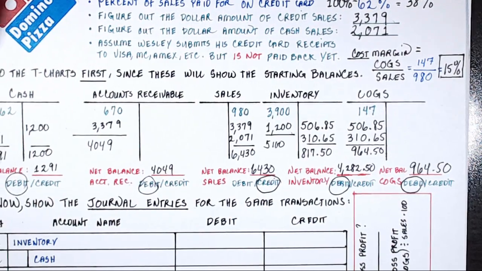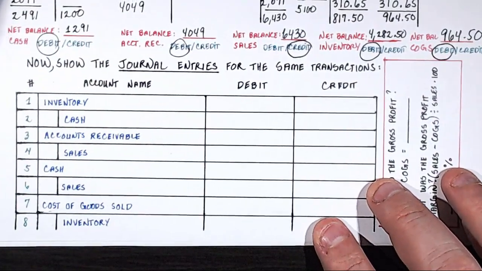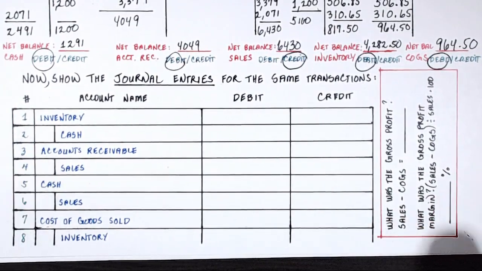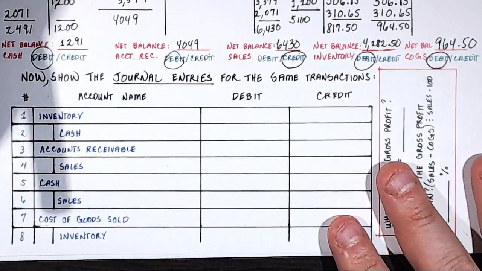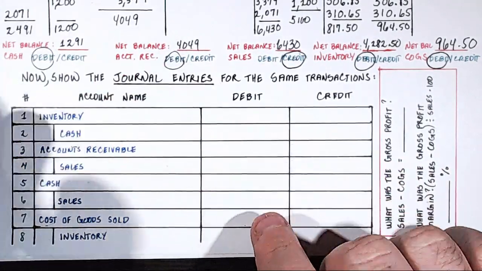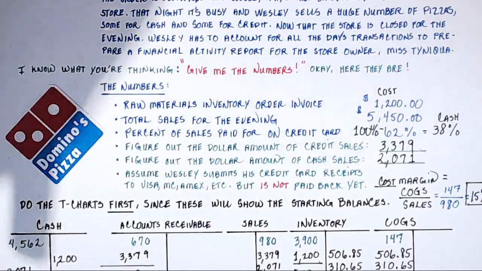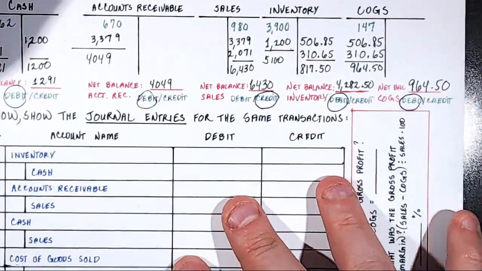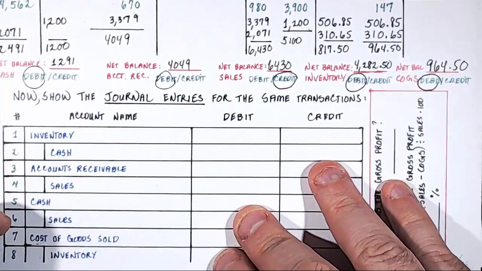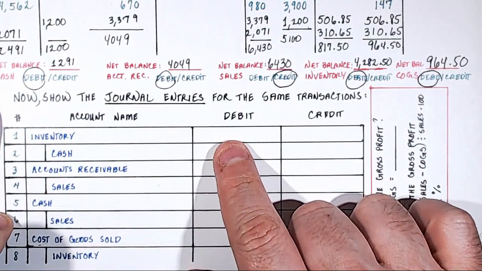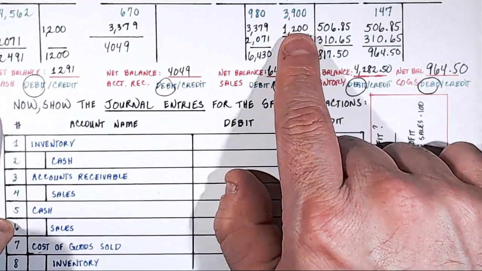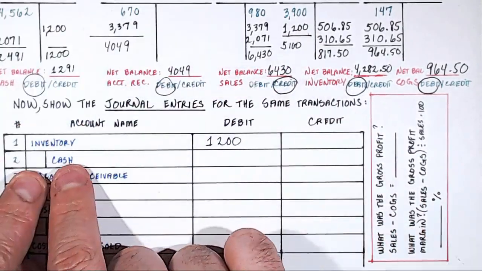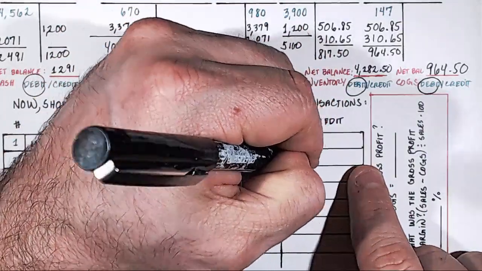And we will now move on to journal entries for the same transactions. Some people find the journal entry format more clear, and some don't. So for the inventory debit, we're kind of resetting the gears here. We're going to bring in the inventory from the order. So we will debit inventory for the original inventory order of $1,200. We paid cash for it, so we will credit cash.